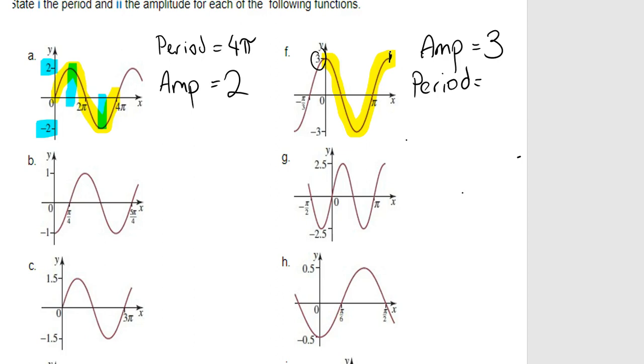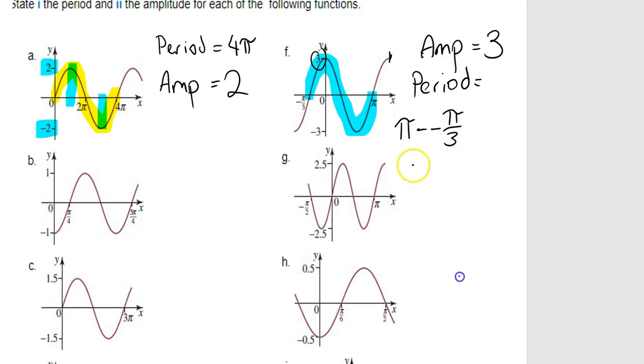Okay, what we do know is that it goes from negative pi on 3 to pi without repeating itself. So we need to find the distance between those two. So we need to find out what pi take negative pi on 3 is.